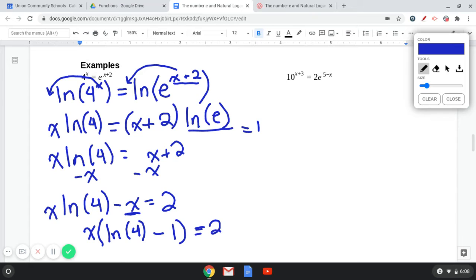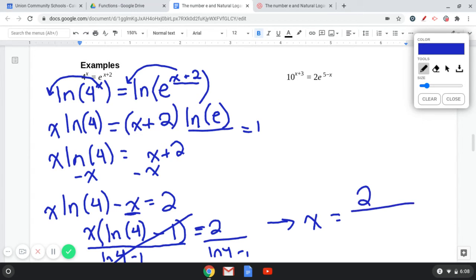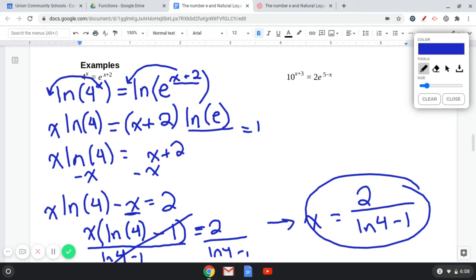Equals 2. Okay, last step. We're going to divide both sides by natural log of 4 minus 1. These guys will cancel out, and you end up with x equals 2 divided by the natural log of 4 minus 1. And that's all for x. That is an exact value of x.